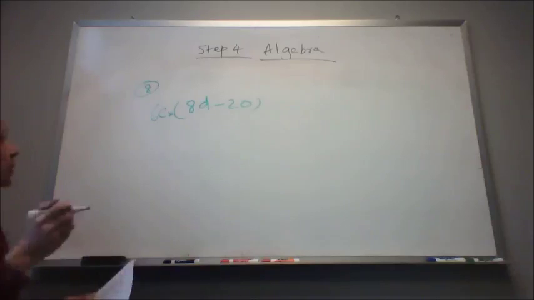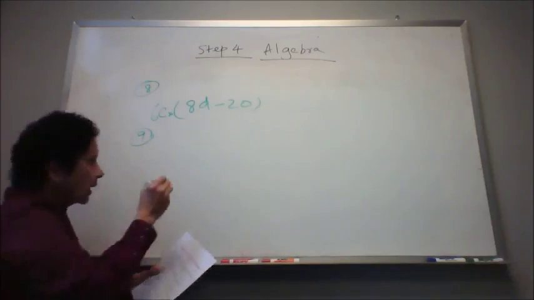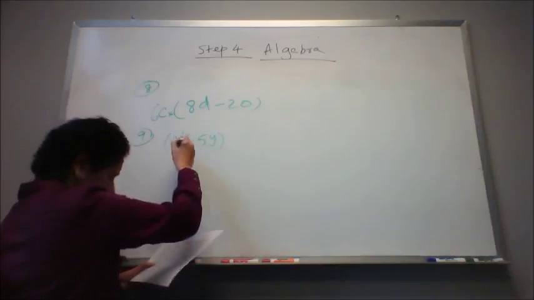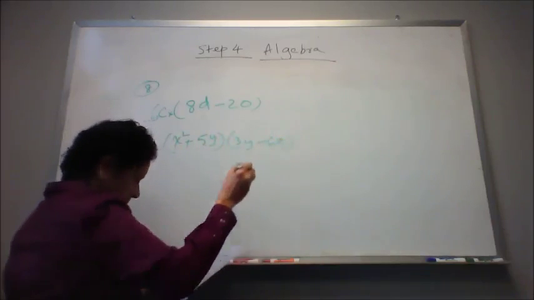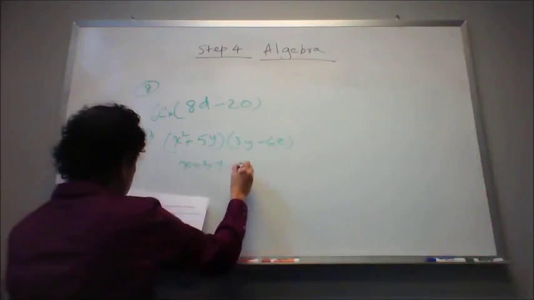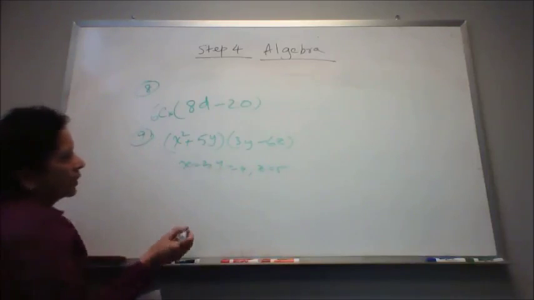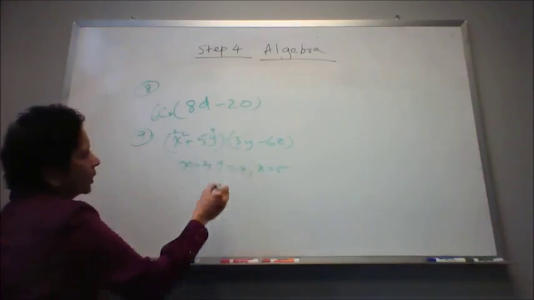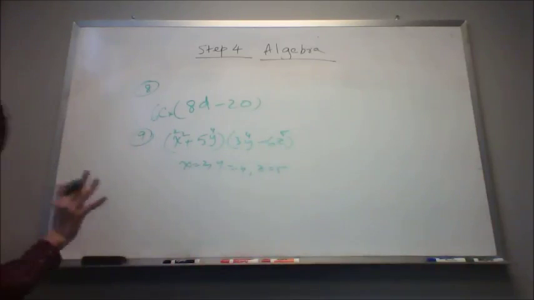So then the next one, problem number 9. What is the value of x squared plus 5y, times 3y minus 6z, if x equals 2, y equals 4, z equals 5? This is an easy problem. All you have to do is plug in. Instead of x, you plug in 2. Instead of y, you plug in 4. Instead of z, you plug in 5. You just plug in, plug in, plug in.